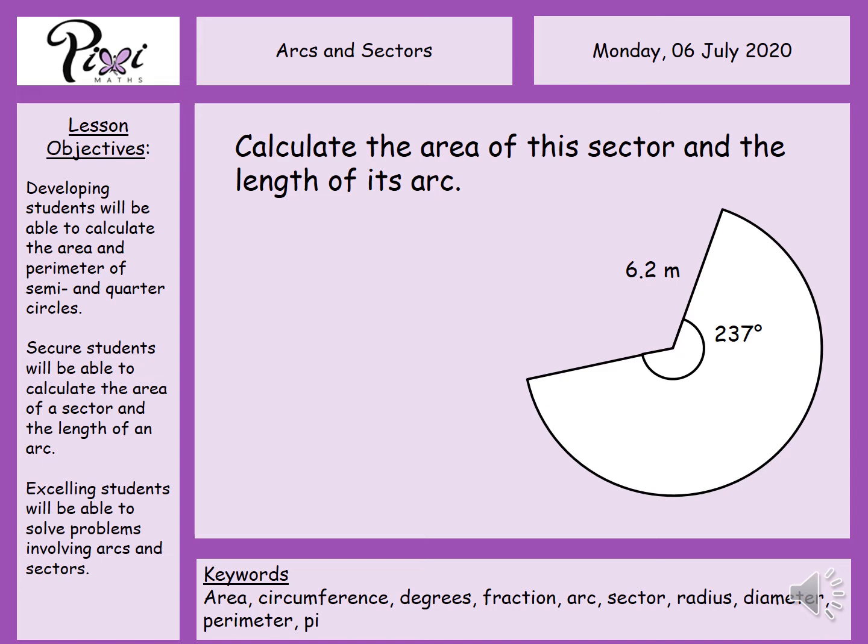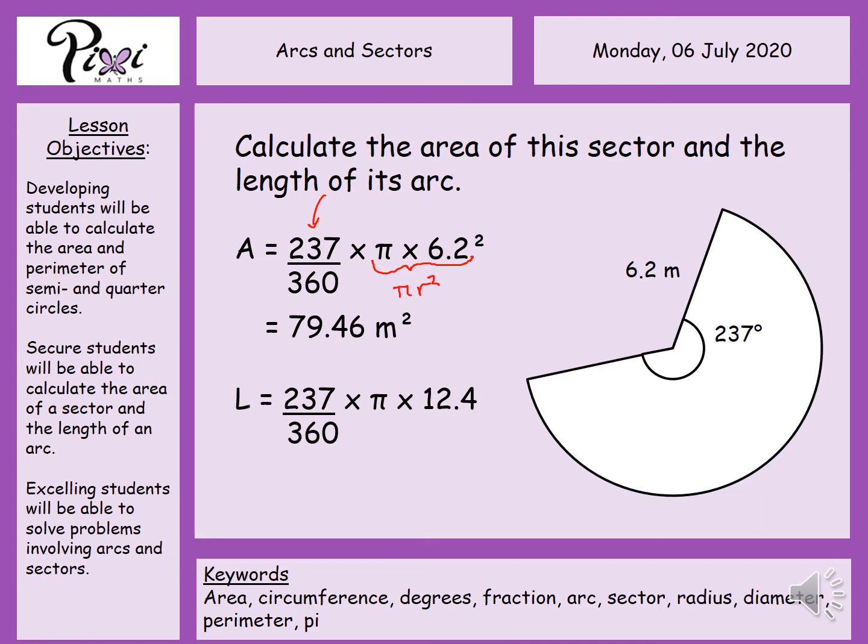Okay, so we've got an angle of 237. So the fraction of the circle we have is 237 over 360. And we've then got our pi r squared over here, so this is the area of the full circle. So we substitute them in together and we get 79.46, so that would be the area. For the circumference, it's the same fraction, 237 out of 360, just now we're doing pi times diameter instead, because this is the circumference. So we substitute that in and we get 25.65.